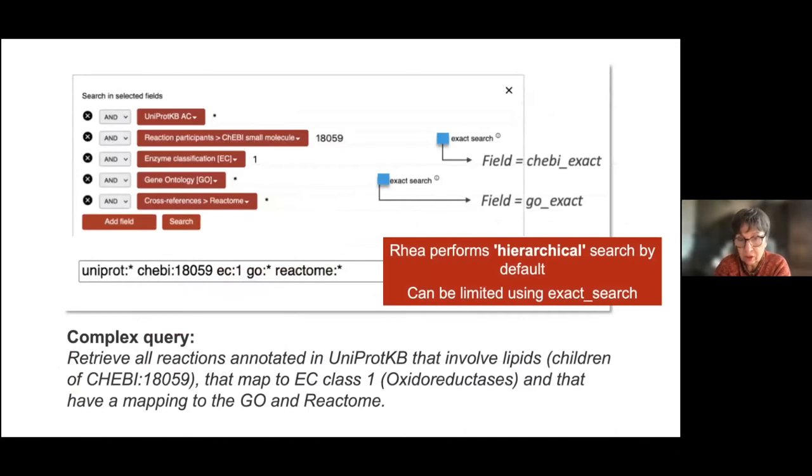And as it was mentioned in the video, we have performed hierarchical search by default, but this search can be limited using exact search. So we saw the example with KB. You have exactly the same behavior with gene ontology. So in gene ontology, in molecular function, you have a hierarchy. And if you search by parent terms, you can retrieve all the children terms that are mapped to reactions. But if you want to search for an exact term, you can use this exact search box.